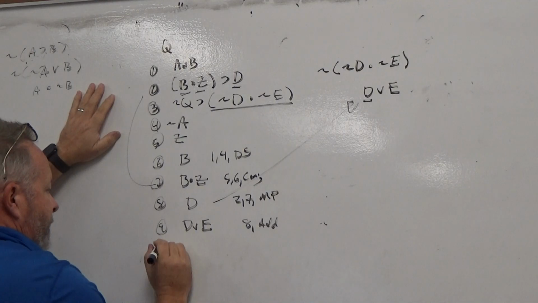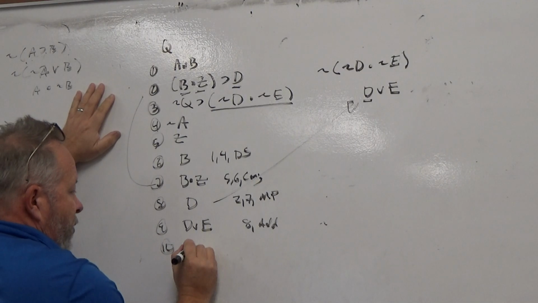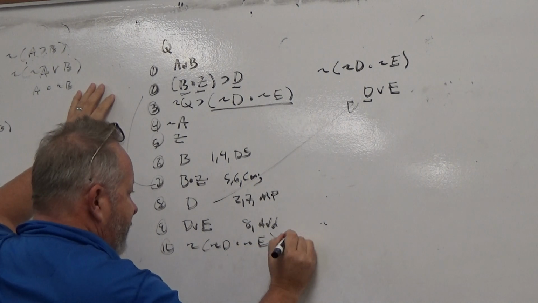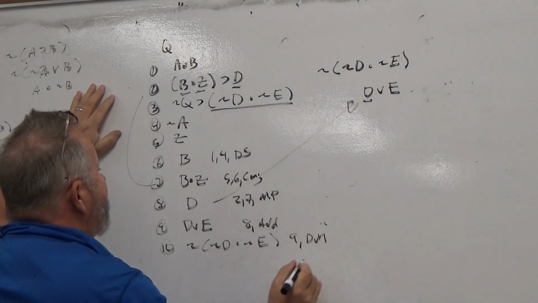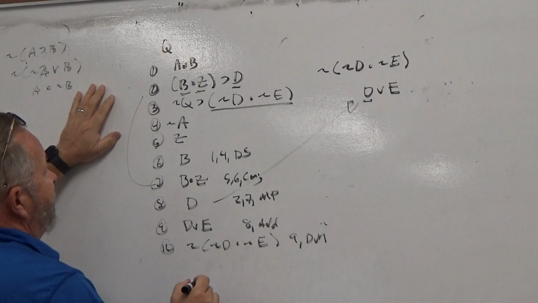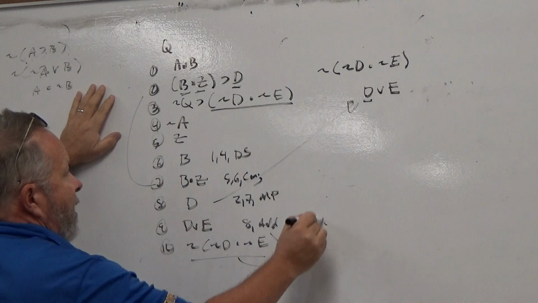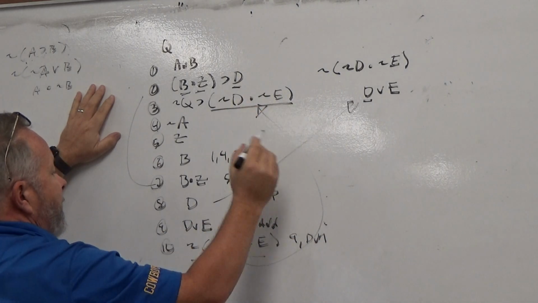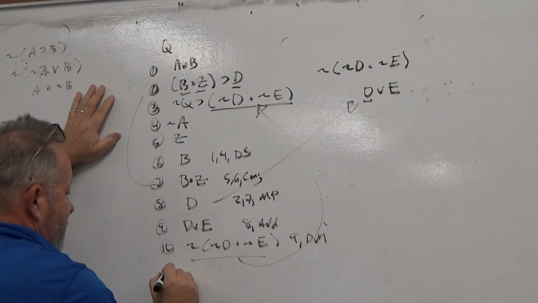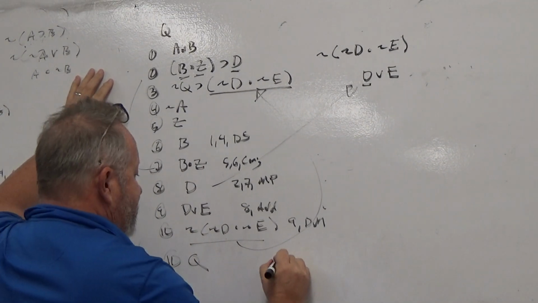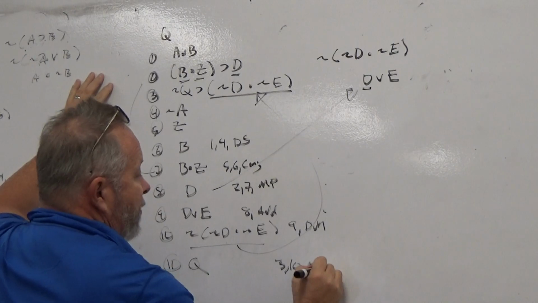Now I'm going to do De Morgan's on this, backwards: not D and not E from 9 by De Morgan's backwards. Why did I want that? So I can use this on line 3, do a modus tollens, and that gets me Q. So that's 3 and 10 modus tollens.